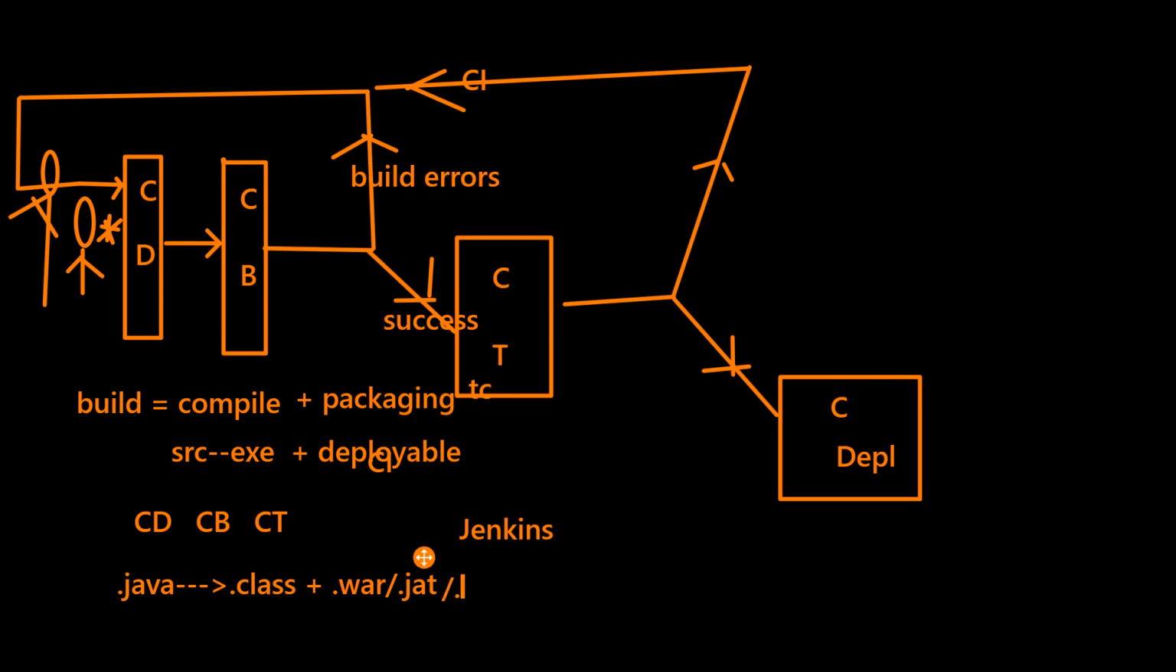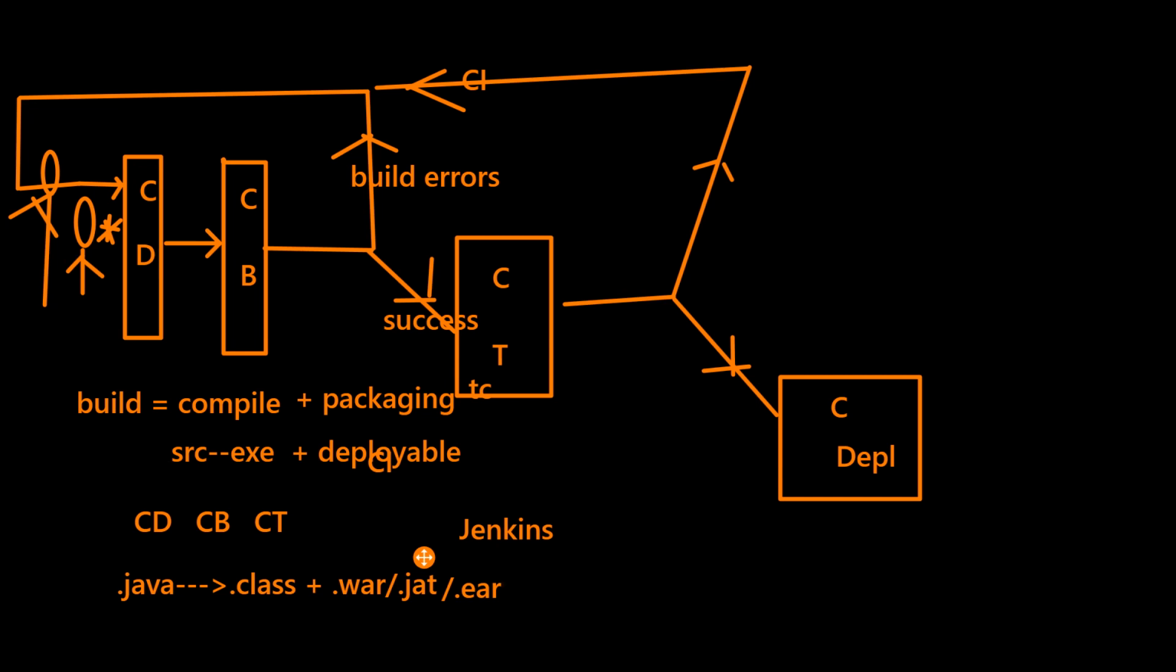JAR it is, okay? That's the typo. So it is in this format. If you remember, we have deployed a WAR file, right? A sample WAR file on Tomcat. That's what is compiling and packaging. Both of these put together is called building the code. I gave an example with Java code.